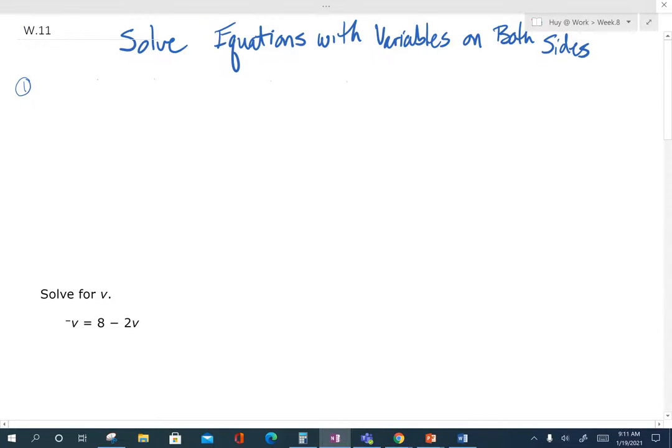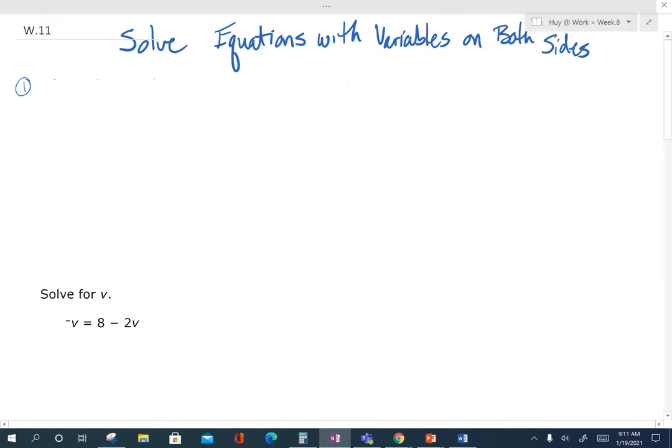All right, this is W11, solve equations with variables on both sides. All right, so before we actually start by talking about variables on both sides, there are a couple strategies to use when you're solving equations in general, okay?